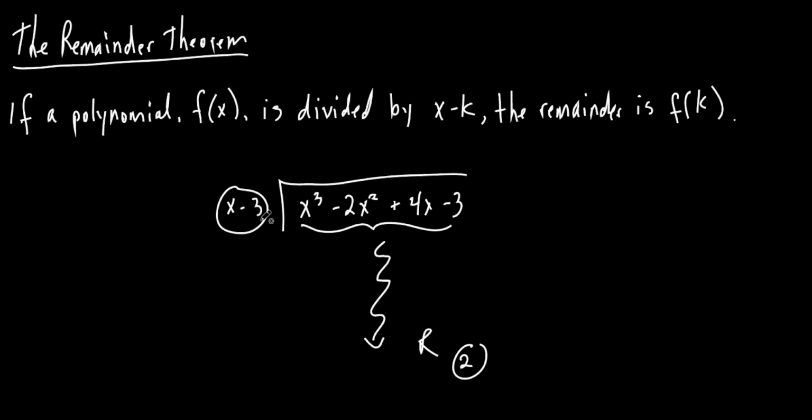Hold on, let me think. If I put in, yeah, here's my k. So what is my k in this situation? If this is x minus k, what's my k? 3, agreed? Because it's x minus whatever the k is. So it says the remainder, this thing right here, is f of k. That means if I put a 3 into this polynomial, it's going to equal the remainder.